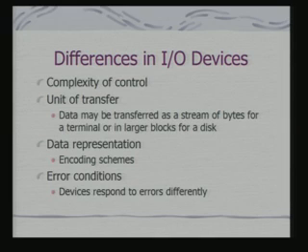So, there would be complexity of control related to the device, and the key issues are unit of transfer. The data may be transferred as a stream of bytes, or it may be transferred as blocks, like from a disk. Then you have encoding schemes as well as error conditions, because devices respond to errors differently, and on an embedded system you have to have provision for taking care of these exceptional conditions.